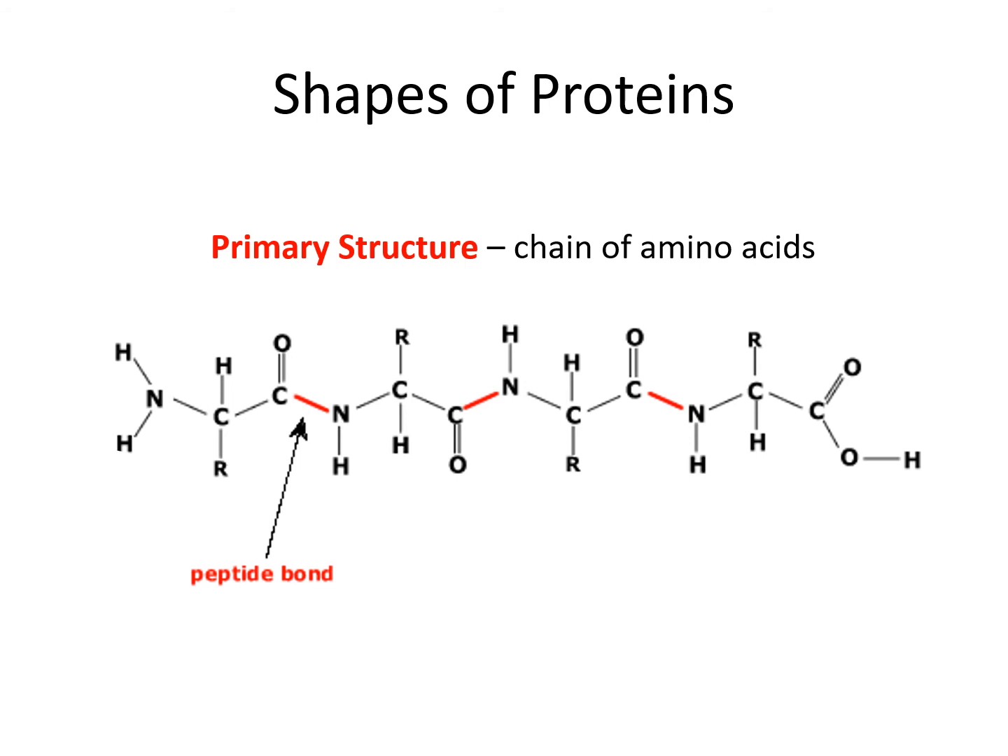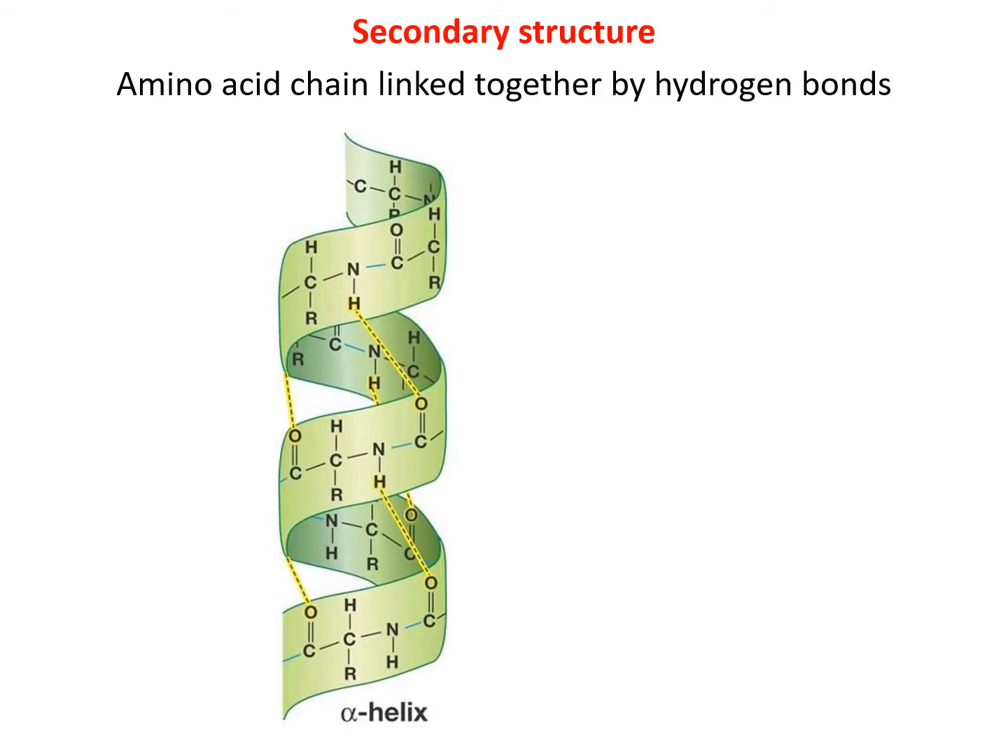Now thankfully we don't have to remember this at all, but I think it's useful to actually go through. So the primary structure is just your chain of amino acids, the structure that we've seen so far, where the amino acids all join together by the condensation reaction. Once that long chain of amino acids has been formed, we refer to it as a polypeptide chain.